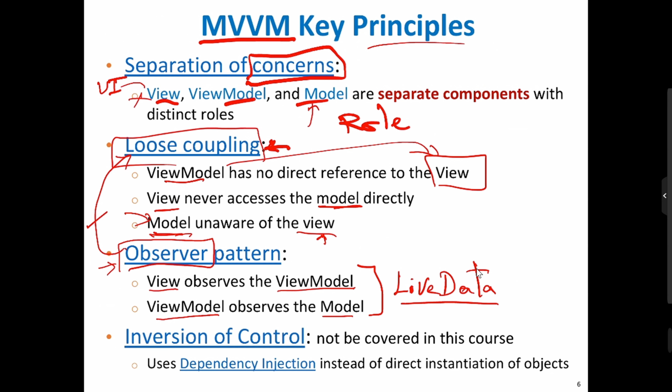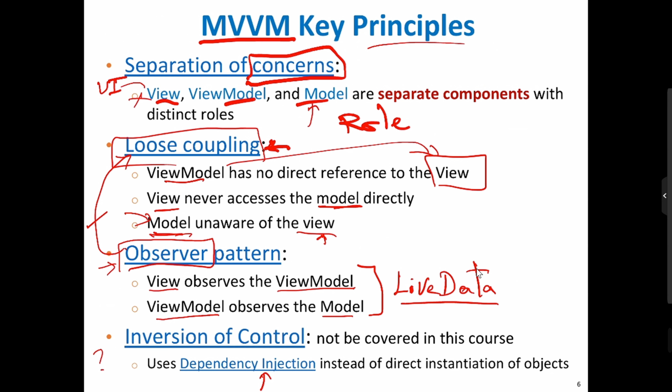The other principle, which we will not cover in this course, is called inversion of control. What inversion of control basically means is that, for example, in the view model, if I need an instance of the model, I don't go and create it myself. I ask some library, typically called a dependency injection library, to give me an instance of that object that I need. But this is a little bit of an advanced topic. Don't worry too much about it. It will not be covered in this course.